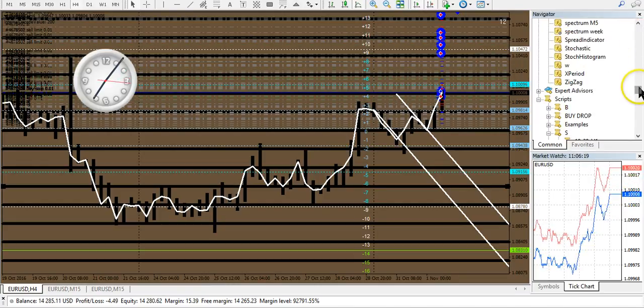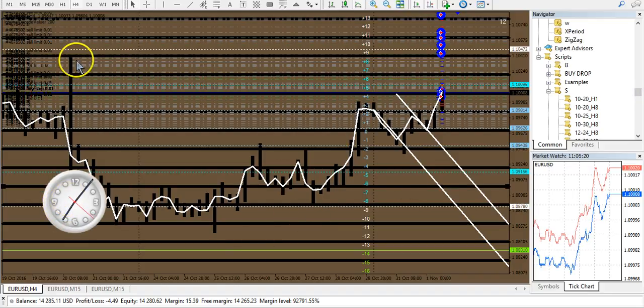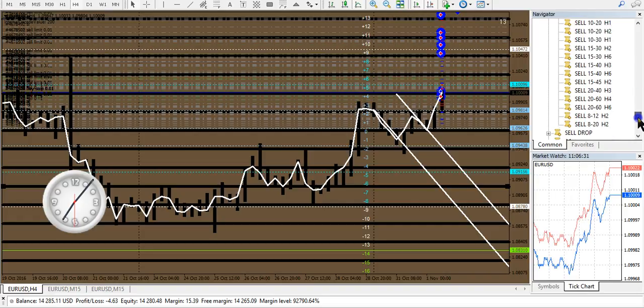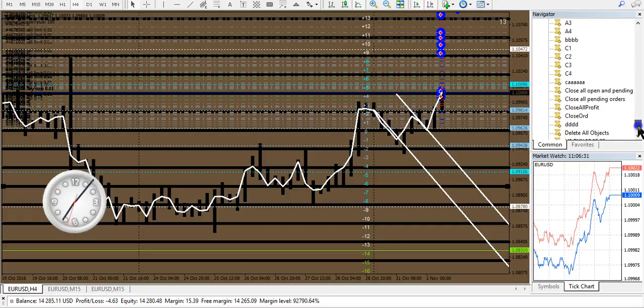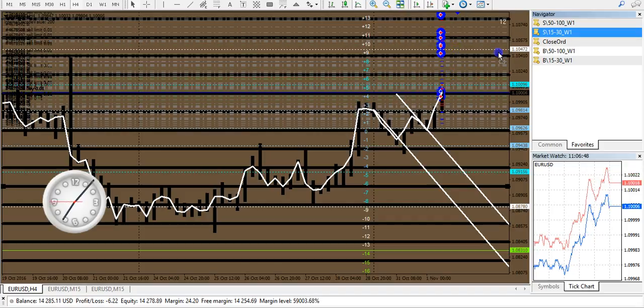Sell, sell, sell, as we come up in. It just went to the round number. And we're looking to sell anything for the next 60 pips. I don't have any sells up there. They're all hand placed right now. So here's my risk, 15 pips to make 30 pips.